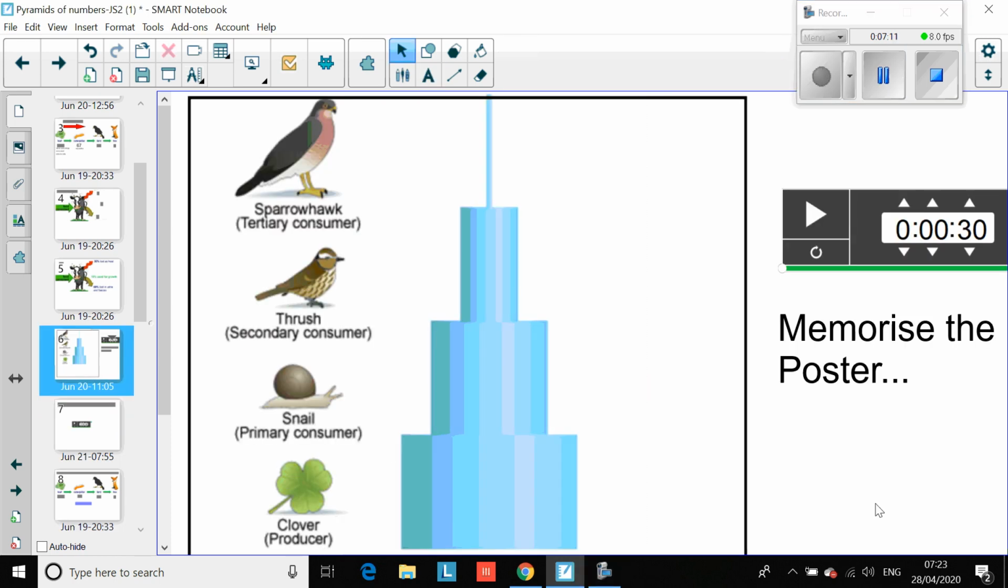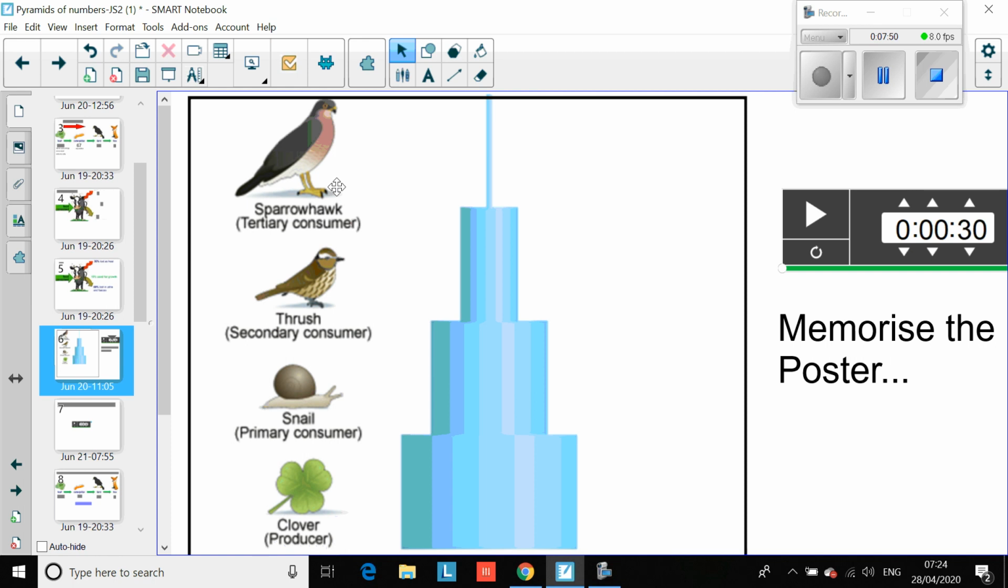Okay, so the key thing here was being able to memorize the shape of a pyramid next to the level in the food chain. Okay, and we call these levels trophic levels. So if you're a producer, if you're a plant, you are at the first trophic level. Your trophic level is producer. If you're a snail, you eat the plants, you are a primary consumer. So your trophic level is primary consumer. And then so on with the thrush. They eat primary consumers, so they're secondary consumers, and so on and so on.